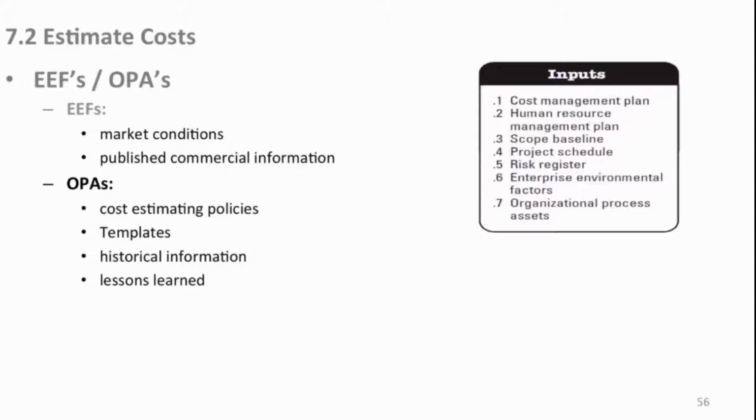Internally, you may have cost estimating policies which you may need to follow, which is helpful on how you estimate your costs. You may have some templates that help you sort all this out. And of course, your ever-present historical information and lessons learned. How did prior projects deal with costing, especially if there's similar stuff in your project? How did they do it there? If it was similar there, what did it cost? That may be the only real key you have to help you with costing on certain items. And those are the inputs we have to help us estimate costs.